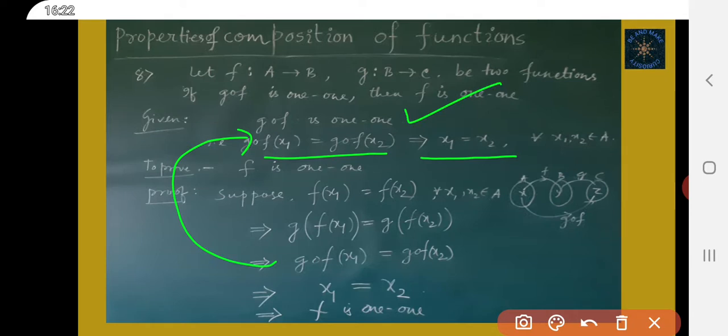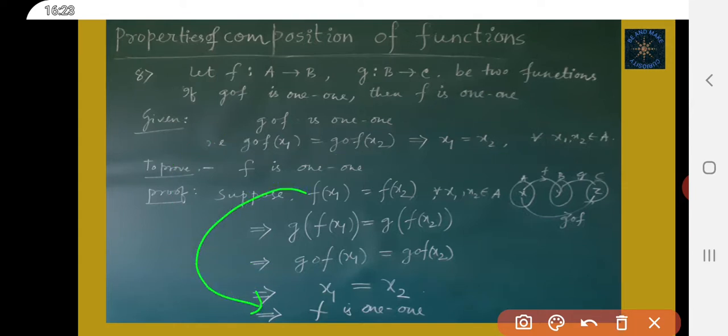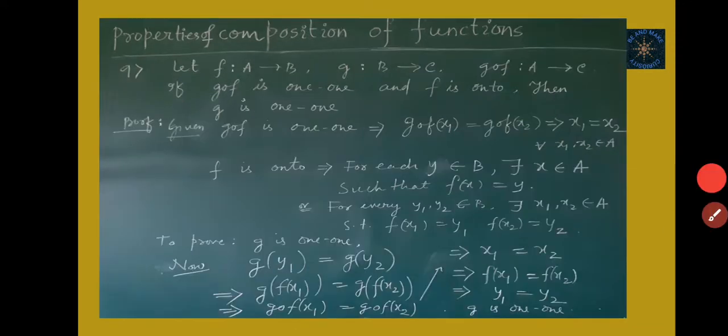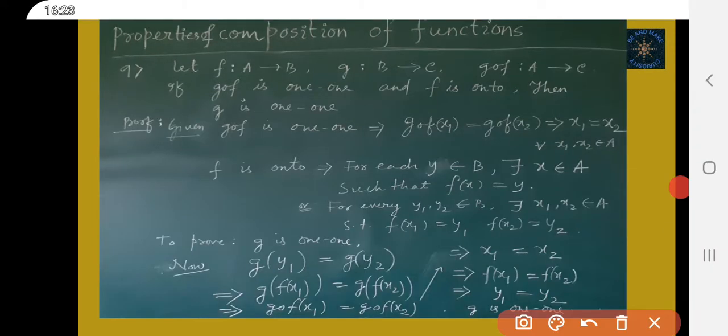Here g∘f is 1-1, given. So you can write x1 is equal to x2. Now we have f of x1 is equal to f of x2, which implies that x1 is equal to x2. So f is 1-1. Understood?